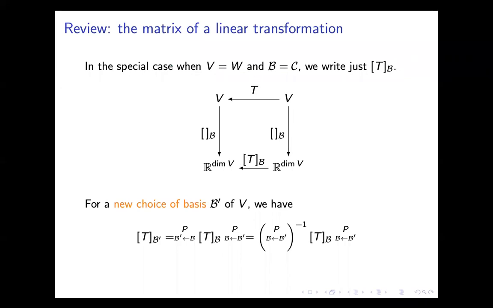In the special case when V and W are the same vector space and B and C are the same basis, it's sufficient to keep just one index and call it T_B. So if you make a new choice of basis B prime, then the matrix of linear transformation T_B prime is equal to the matrix of change of basis from B prime to B, inverse, times T_B, times the matrix from B prime to B.